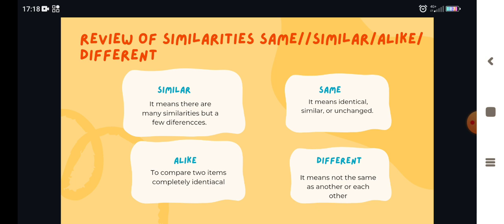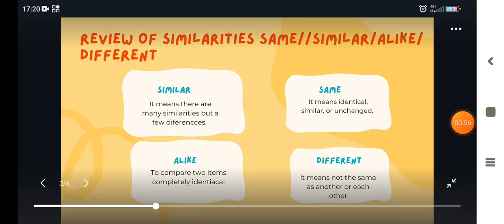Next, let's talk about similar. It means there are many similarities but a few differences. Maybe similar things are different in small ways. Same means identical, similar, or unchanged. Same means that something is identical or like something.